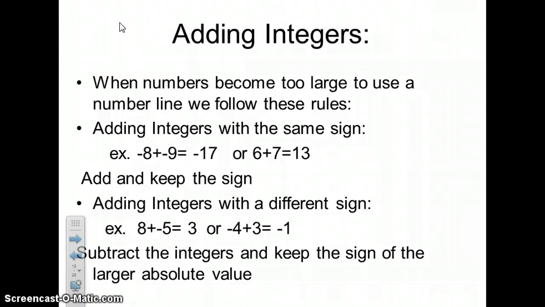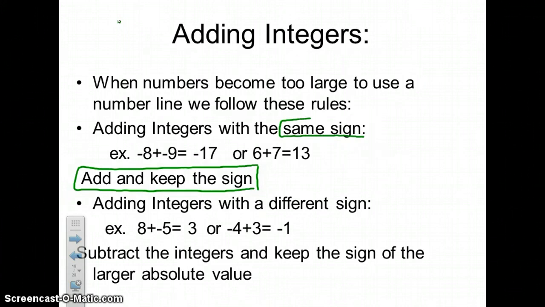The same thing happens with the positives. If you earn $6 and you earn another $7, you are continuing to move in the positive direction. So that number becomes a larger positive. So we add and keep the sign. So here's your rule right here. Add and keep the sign when the integers have the same sign.